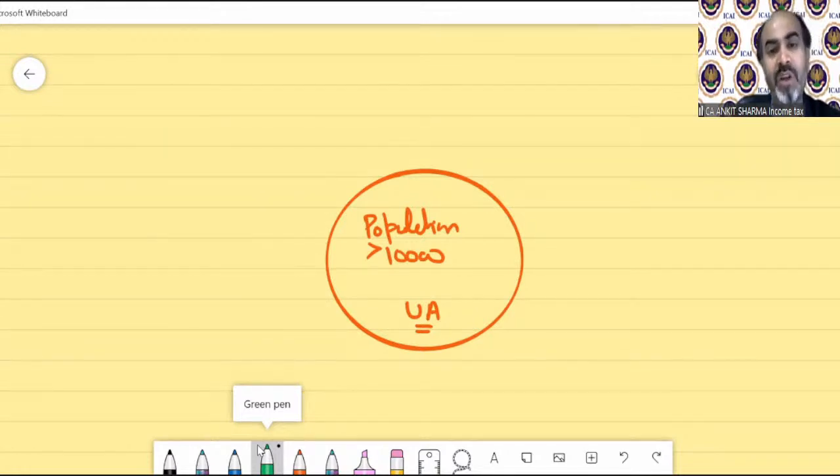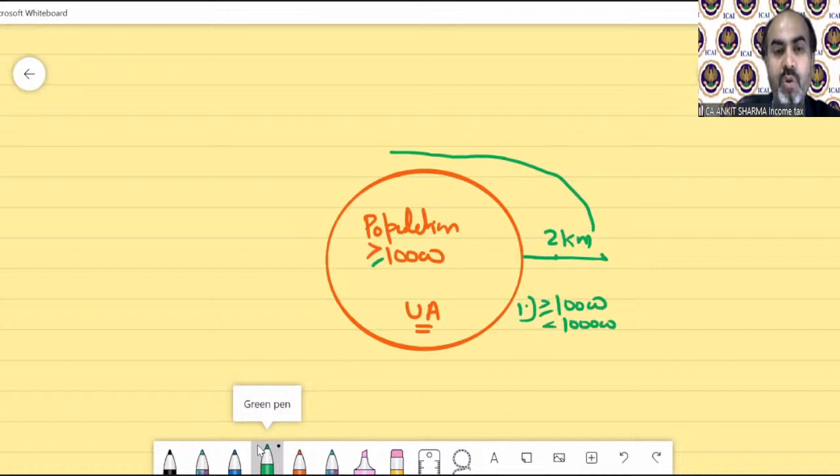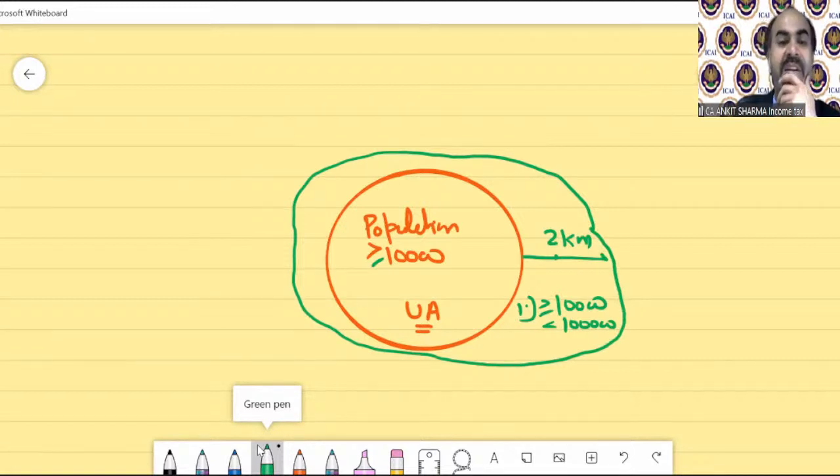Now the department also increased this limit. It says if the population is more than or equal to 10,000 but less than 1 lakh, then the area after where the municipality limit ends, the 2-kilometer area after this area, will also be treated as urban area. So this whole area will also be treated as urban area if the population is more than 10,000 and less than 1 lakh.